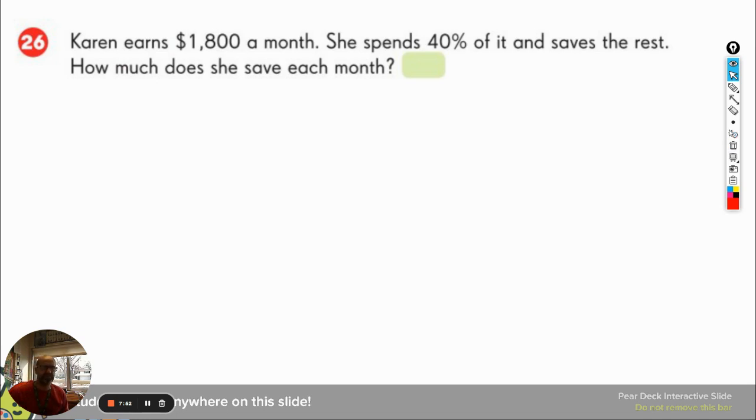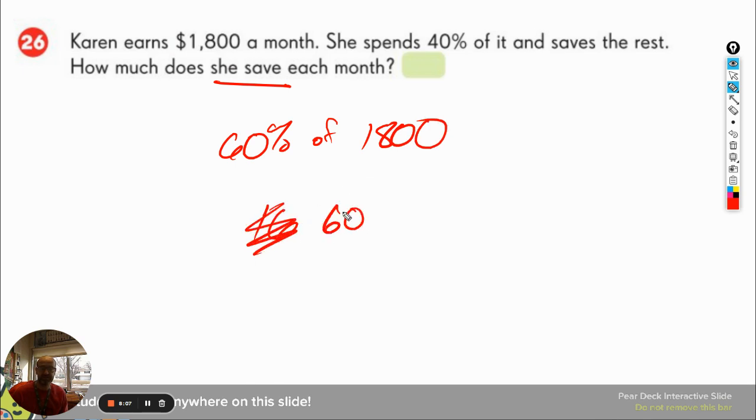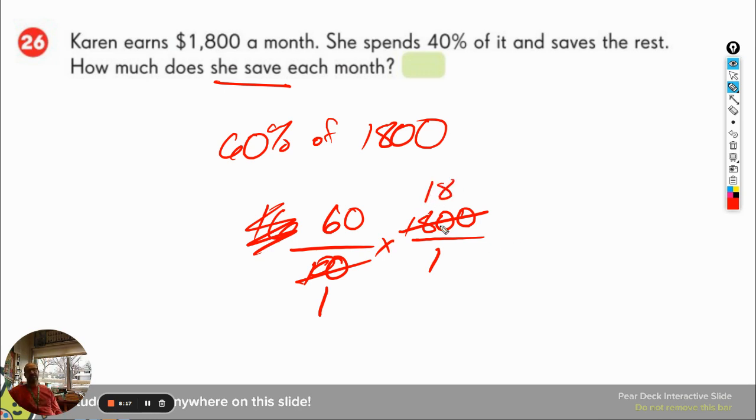Okay, how'd you do that one? So you could do 40% of 1800 and then subtract the answer from 1800, or because they want to know how much she saves, I'm just doing 60% of 1800. So I'm doing 60 over 100 times 1800 over 1. Divide that by 100, I get 1. Divide that by 100, I get 18. 60 times 18.